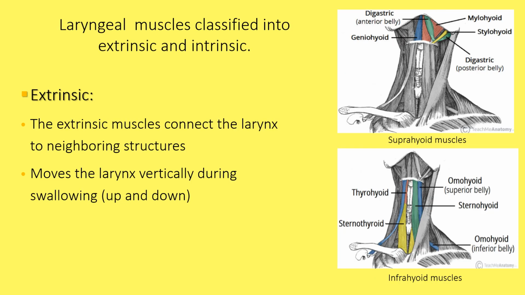So now we're going to talk about the muscles of the larynx. They are classified into extrinsic and intrinsic muscles. So these are your extrinsic muscles. They can be divided into the suprahyoid muscles and the infrahyoid muscles. This is your hyoid bone. Anything located superior to the hyoid bone we call suprahyoid, and anything inferior to the hyoid bone is infrahyoid, right? These muscles basically move the larynx vertically during swallowing, so during the up and down of the larynx.